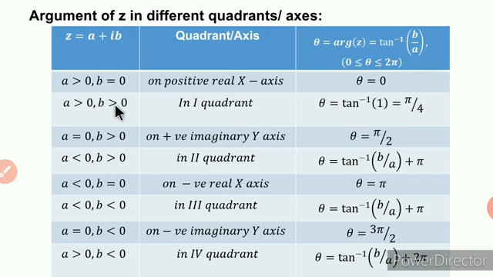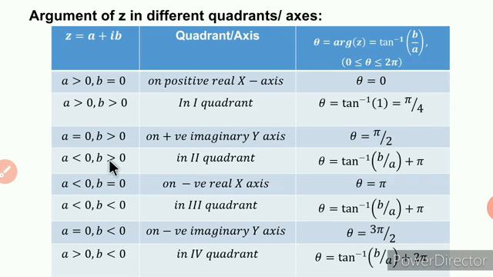When A is greater than 0 and B is greater than 0, it is in the first quadrant and the argument Z, theta, is equal to tan inverse 1, that means pi by 4. Now, when A is equal to 0 and B is greater than 0, at that time the point is on the positive imaginary y-axis and theta is equal to pi by 2.